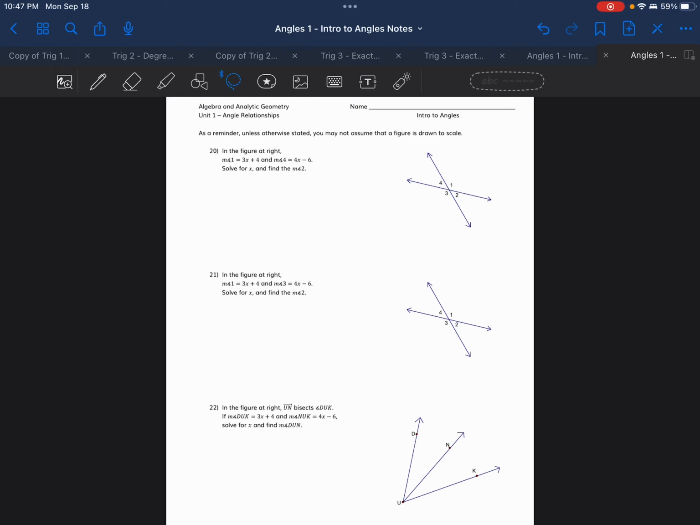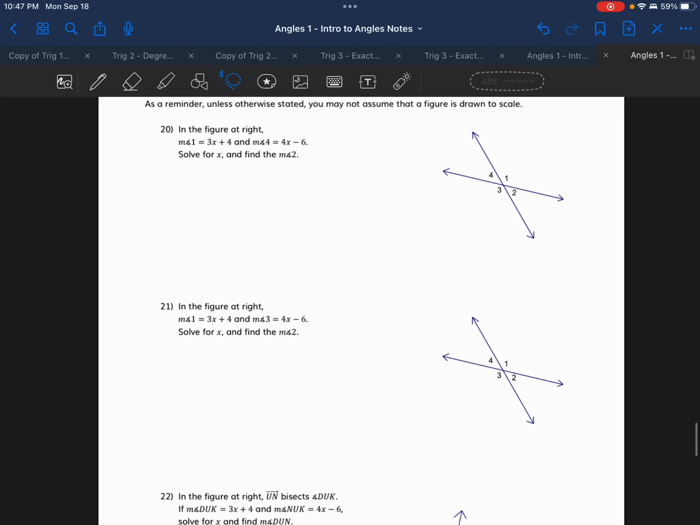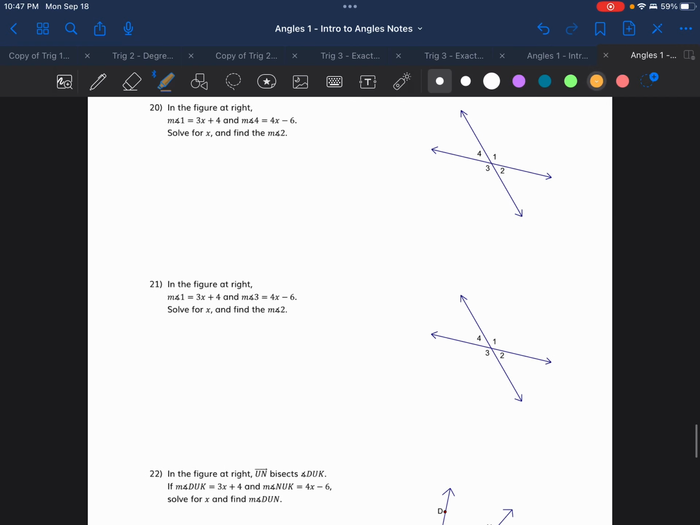Now for 20, 21, and 22, the reason why I like these problems a lot is take a look at what you're told in each of these questions. The measure of angle 1 is 3x plus 4. The measure of angle 1 is 3x plus 4. The measure of angle DUK is 3x plus 4. Then we get to 4x minus 6 in all three. All 3 of these questions are giving you 2 angles that are the same pieces of information. All 3 of these questions are solved in very different ways. So that's the most important part when you go to start these questions.